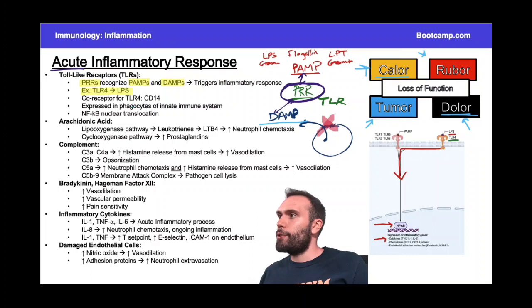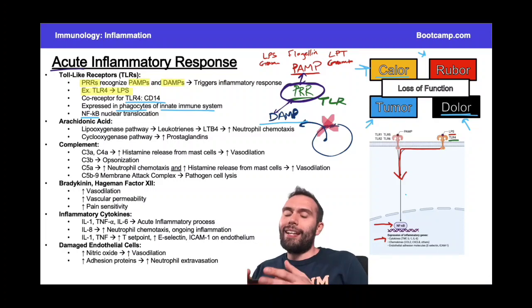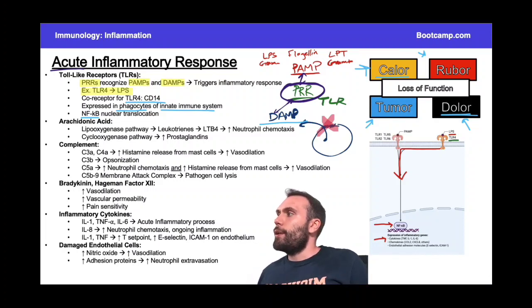The toll-like receptor 4 has a co-receptor known as CD14, and these are expressed, again, in phagocytes of the innate immune system. These are the cells that are going to be kind of looking for these pathogen-associated molecular patterns. And again, this all leads to NF-κB nuclear translocation, as we saw here. And then that translocation is going to stimulate the transcription of a lot of the cytokines that will then trigger the inflammatory response.